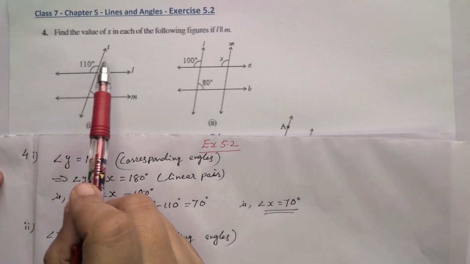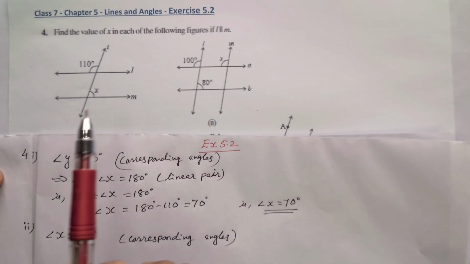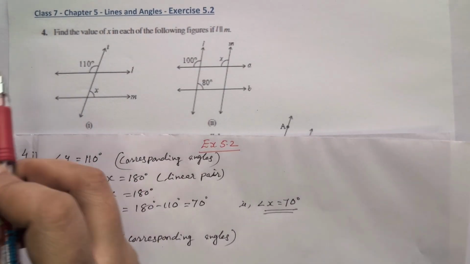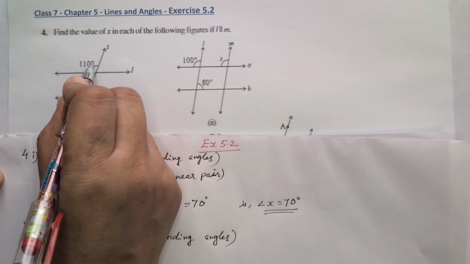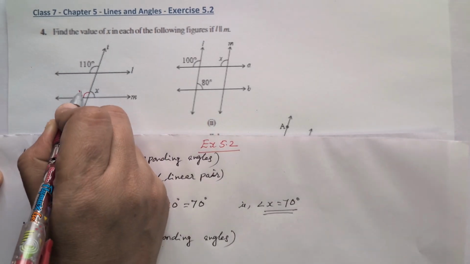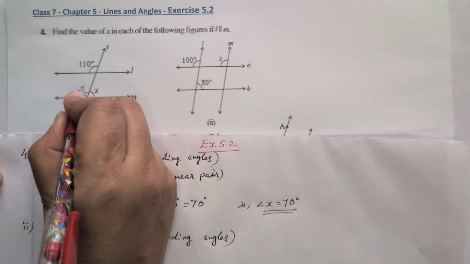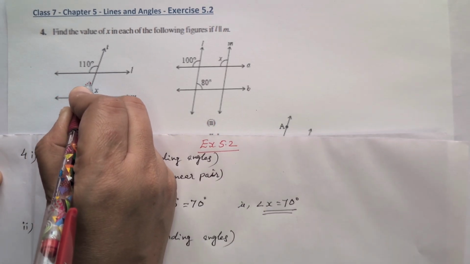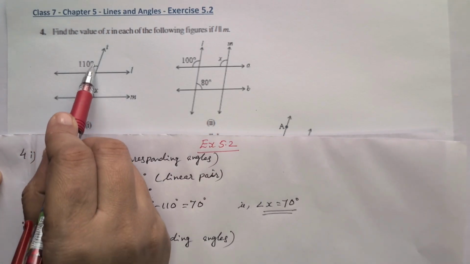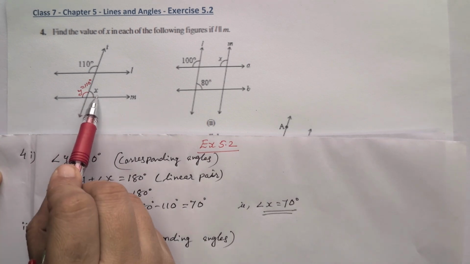Question number 4. Find the value of x in each of the following figures if L is parallel to M. First one, L parallel to M. Then we can mark this angle. This angle is given as 110. We can take this angle as Y. Then that Y also is equal to 110. So angle Y is equal to 110, which means these two are corresponding angles. If this angle is 110, then we can find X.